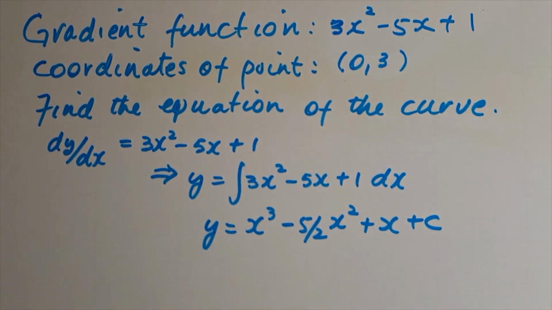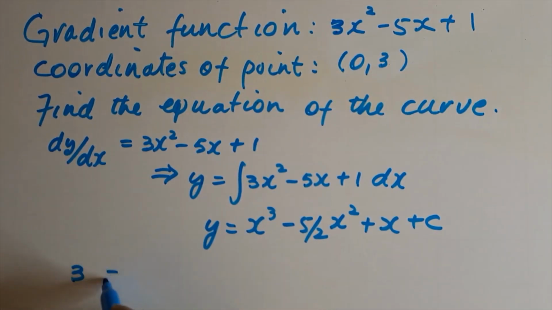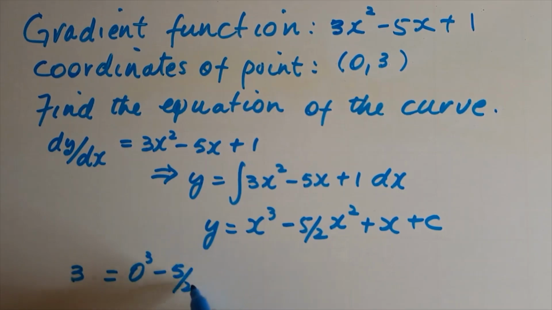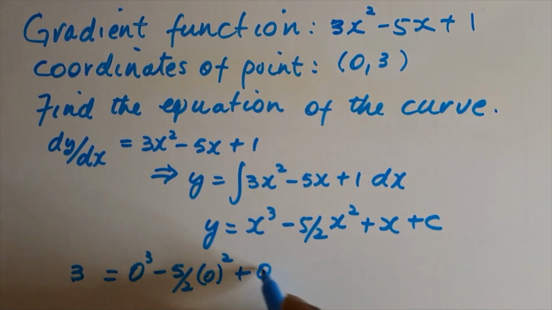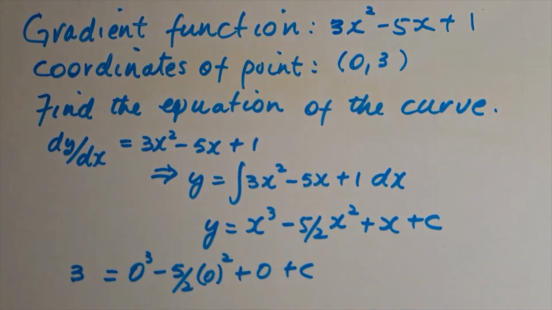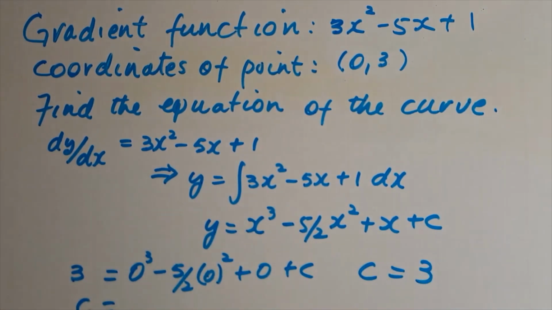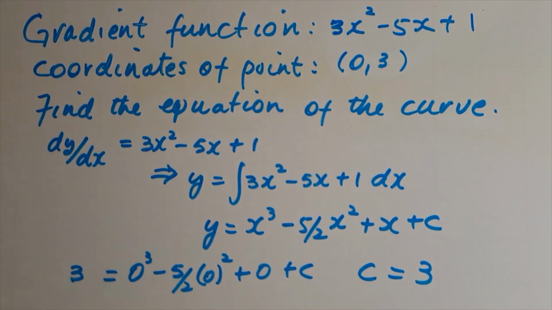And we're given when y is equal to 3, then x is equal to 0. So y is equal to 3, and this will be 0 cubed minus 5 over 2, 0 squared, add 0, add c. So we know that c is equal to 3. So our constant of integration is 3.